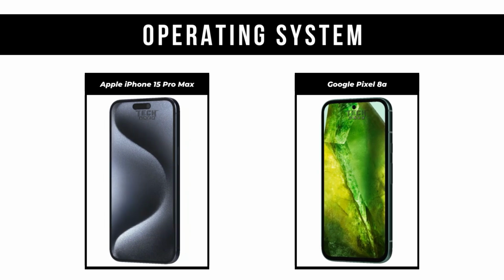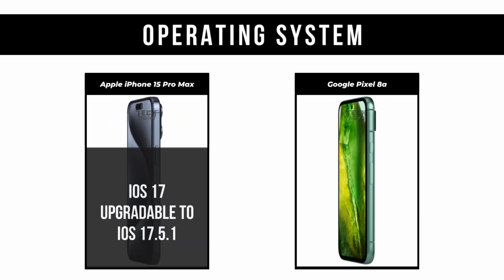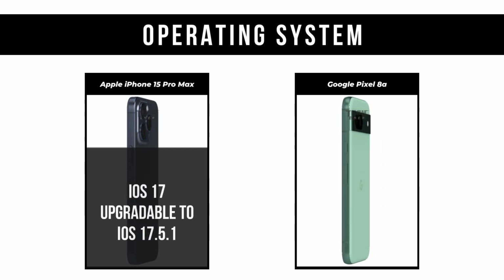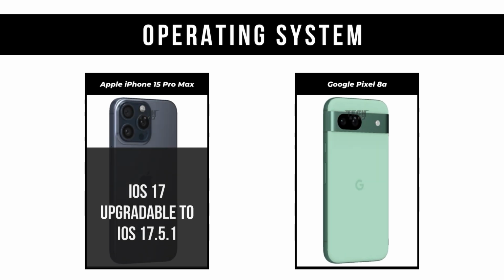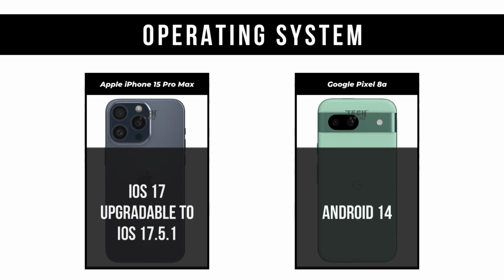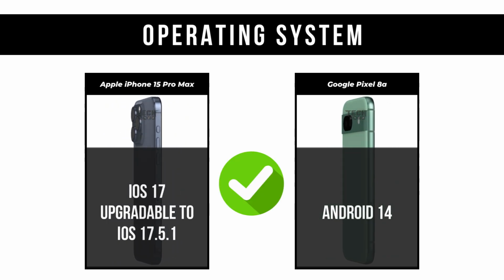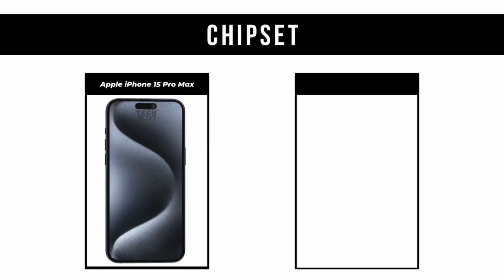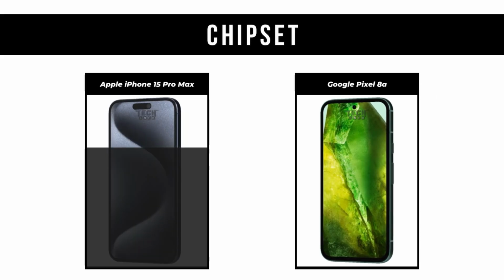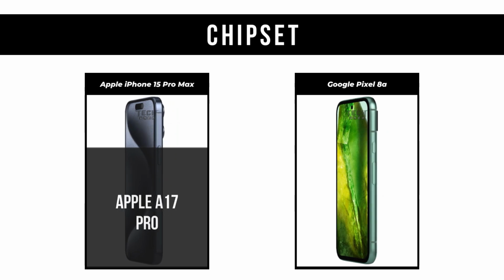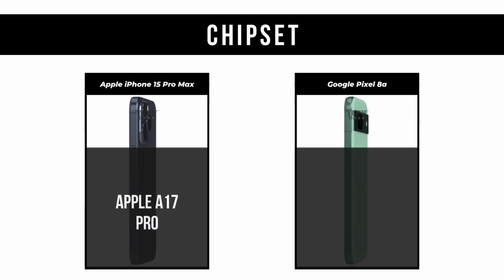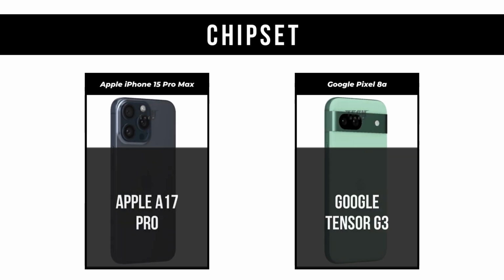Operating system. Apple iPhone 15 Pro Max is iOS 17, upgradable to iOS 17.5.1. Google Pixel 8a is Android 14. Chipset. Apple iPhone 15 Pro Max is Apple A17 Pro. Google Pixel 8a is Google Tensor G3.